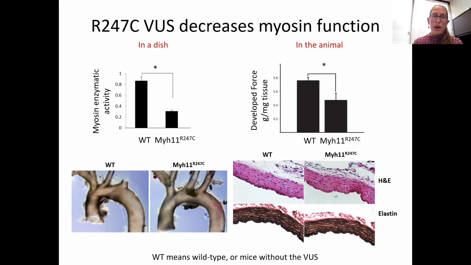This was not a big surprise because, again, this isn't a pathogenic variant. We don't see it running in families. So we thought perhaps as a VUS that it's more of a contributing variant. And we asked if we could push these mice to induce disease in them.